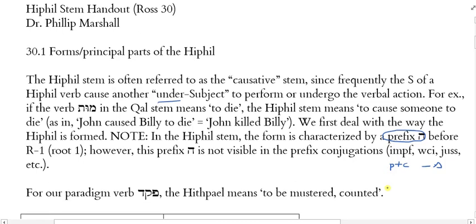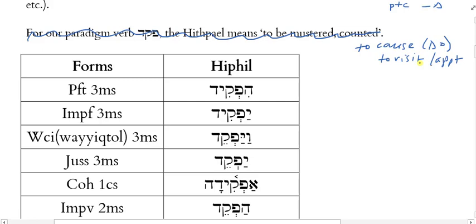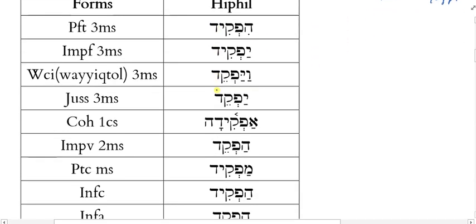So let's take a look at the Hifil here. And I have a mistake here, so just cross this out, okay? We're not dealing with the Hofal. Forgot to delete that. The Hifil meaning of paqad means to cause to visit, or to cause to appoint, okay? And of course, there's going to be some direct object, to cause someone to visit or appoint, okay? All right.